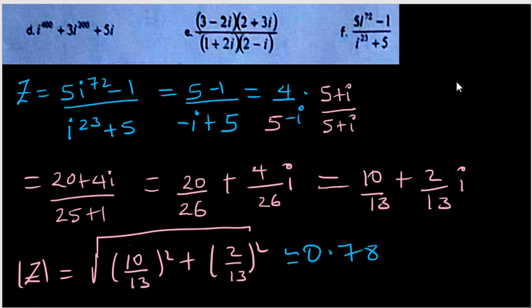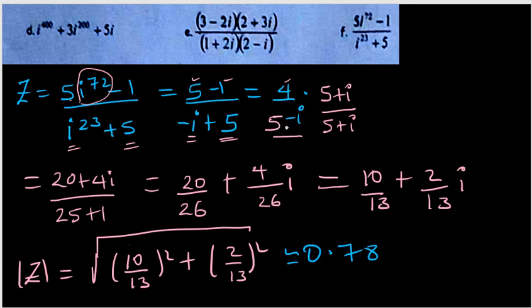So we need to correct some silly mistake here. The upper part, we don't have to exchange the place. This is 5, and i to the power of 23, we got it already, is negative i, so negative i plus 5 will be 5 minus i, and the upper part i to the power of 72 will be just 1. We said 1 times 5 will be 5, 5 minus 1 will be 4. So what we have is 4 over negative i plus 5, which is 5 minus i.